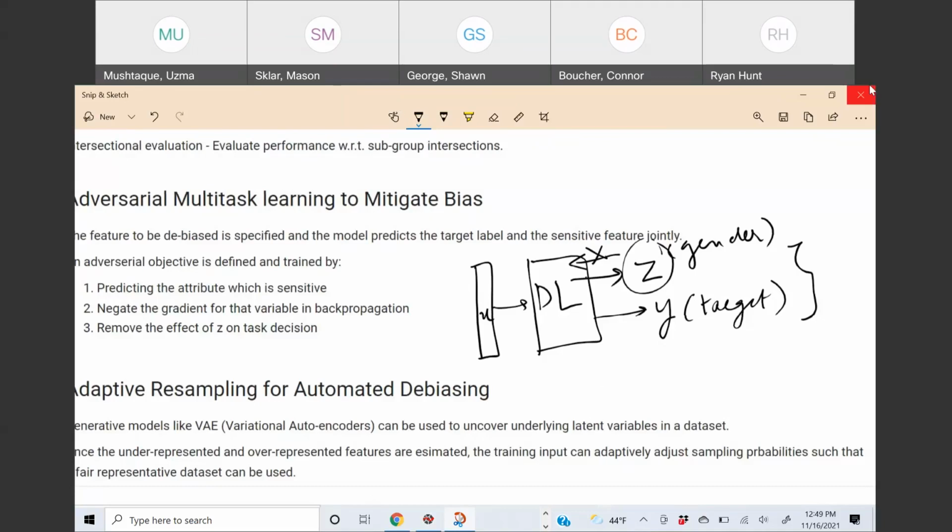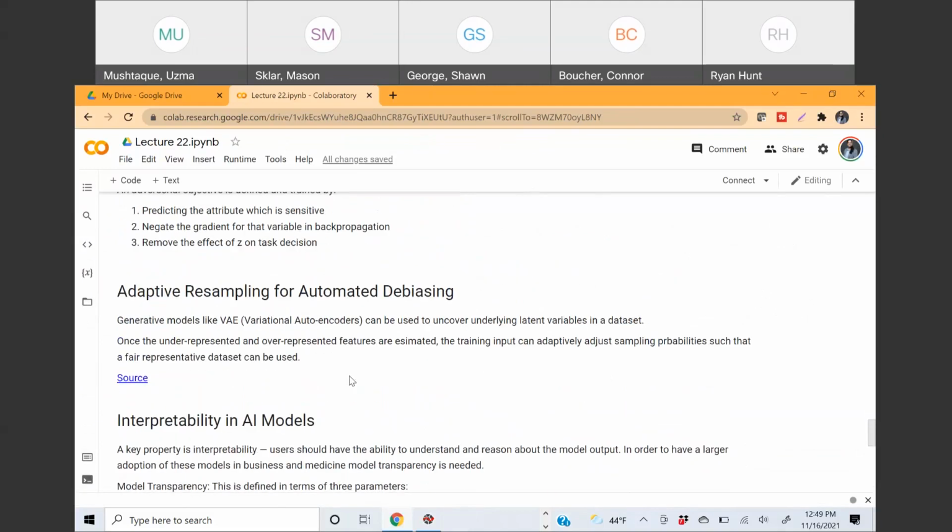And so there is another technique that actually builds on this one in some ways. It uses variational autoencoders, if you remember from one of our previous lectures. And this is known as adaptive resampling for automated debiasing. There's a paper here from which I extracted this model. And this is a very interesting model because what we do here is we create the variational autoencoder structure, and then we don't use the data as it is, but we try to estimate the values of the variables.